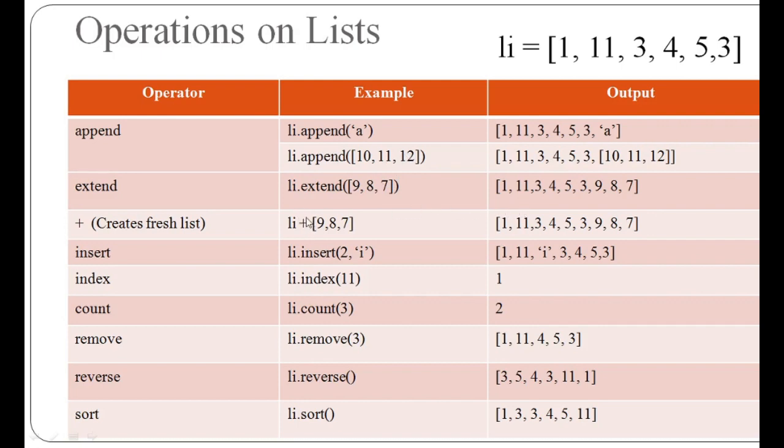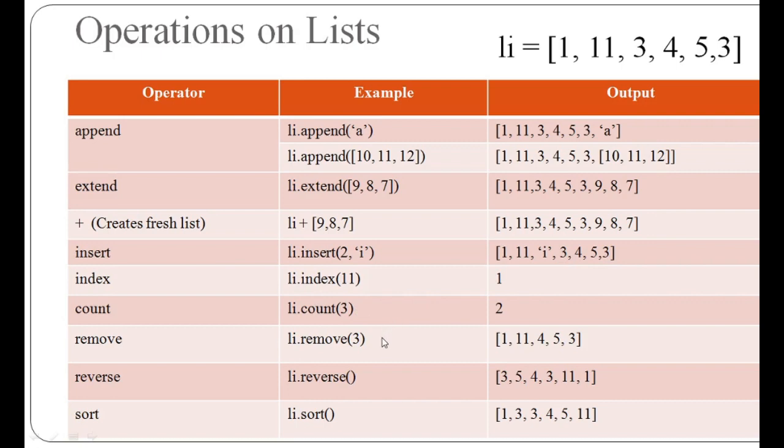I have a concatenation here and then I can insert. I'm giving the position here. So in the second position I want to insert an I, and then I just want to find out what is the index of the element 11, where the 11 is. It is in the second position. Similarly, I can also have count of 3, how many times 3 occurs. So it occurs 2 times.